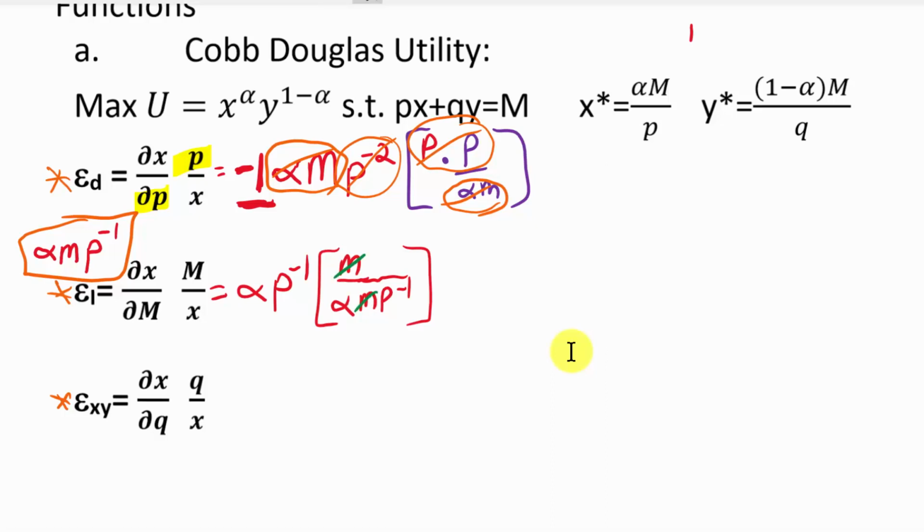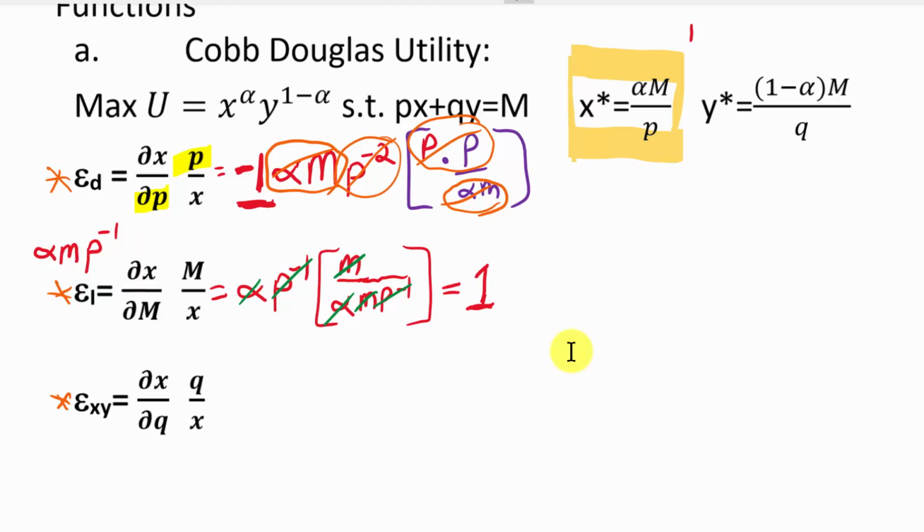The m and the m are going to cancel. The p to the -1 and the p to the -1 are going to cancel. And the alpha are going to cancel. Wait, everything just canceled. So what does that mean? Well, that means that what we're left with is, again, kind of an interesting result that you might not expect if you haven't seen this before, that the income elasticity of demand for this Cobb-Douglas demand function here is always 1, constant at 1.